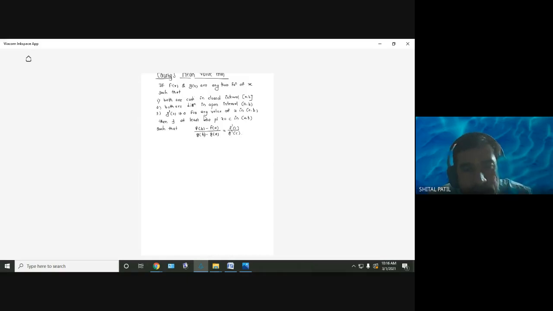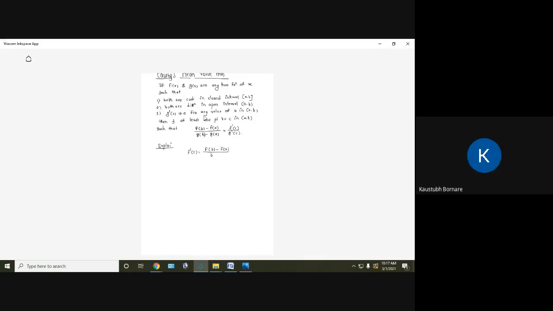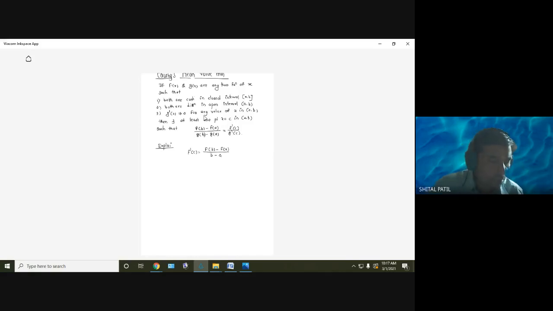See, it is same as Lagrange's mean value theorem, right? Yes sir. What should be the condition so that it will be same as Lagrange's mean value theorem? What is the statement of Lagrange's mean value theorem? F dash of c equal to f of b minus f of a divided by b minus a. So what should happen so that we'll get this statement from the above statement?